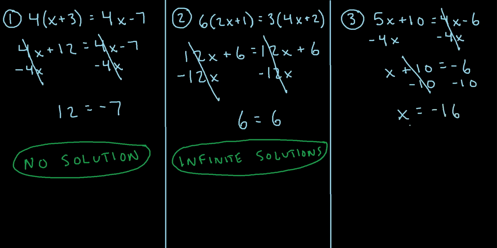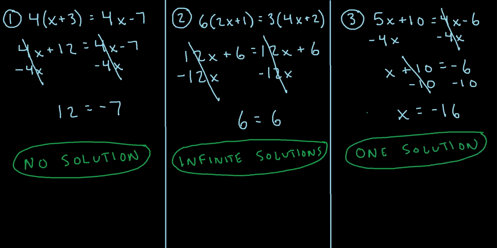So in this case, we solved for x and we got x is equal to one specific number. So that means there's only one solution for this equation. In other words, negative 16 is the only value that you could plug in for x in this original equation and have a true statement. So for this one, our answer will be one solution. So that's the general process of how you can determine if an equation has no solution, one solution, or infinite solutions.